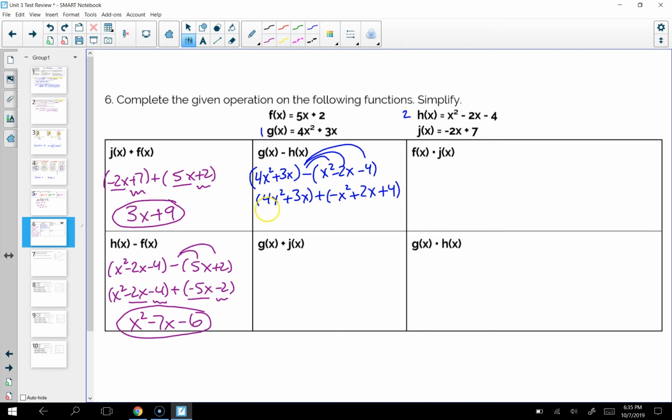Alright, combine like terms. X squared, x squared. So 4 minus 1 gives me a 3x squared. 3x plus 2x. 3 plus 2 gives me 5. And then I had just a plus 4 down here, so that stays on the end, like that.